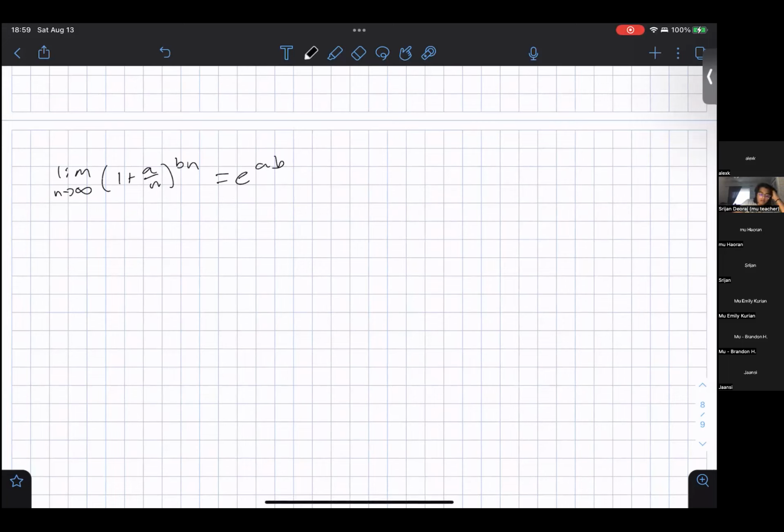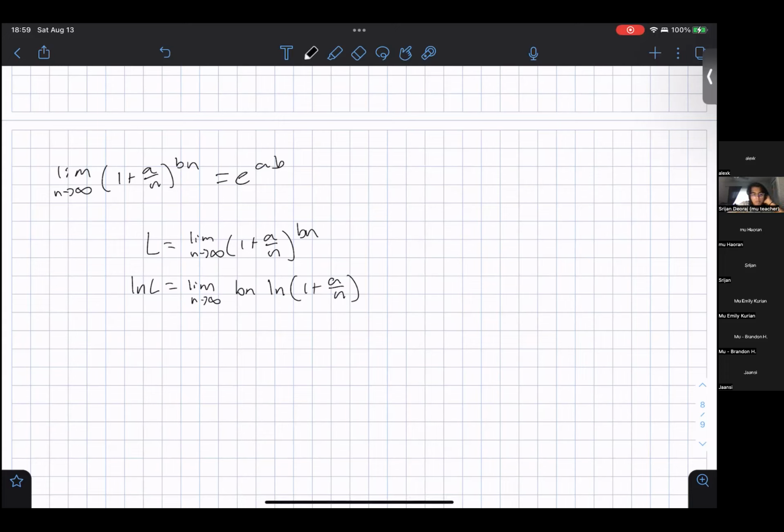So we start by saying this limit is equal to some L. So L is the limit as n approaches infinity of (1 plus a over n) to the bn. So we can take the ln of both sides. So ln of L is equal to the limit as n approaches infinity of bn times ln of 1 plus a over n.